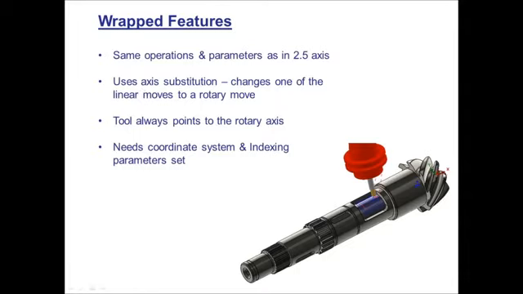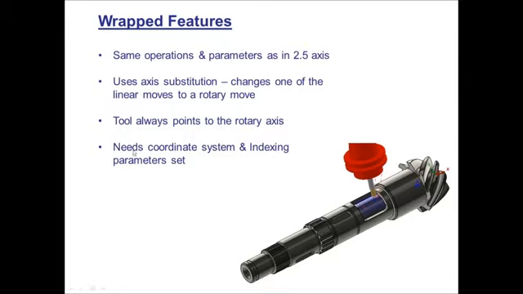So in this case, if we're rotating about the X direction on our machine, we would set that up to be our rotary axis. And then what it does is it switches the Y moves out to be, rather than a linear move, it actually switches it to be a rotary move. Now, the tool in this case will always point to the rotary axis. That's one of the limitations of the actual wrap feature. It can't be off-center.